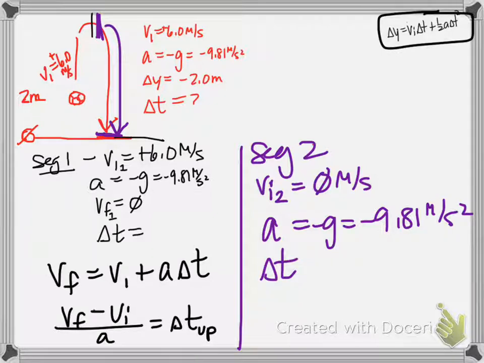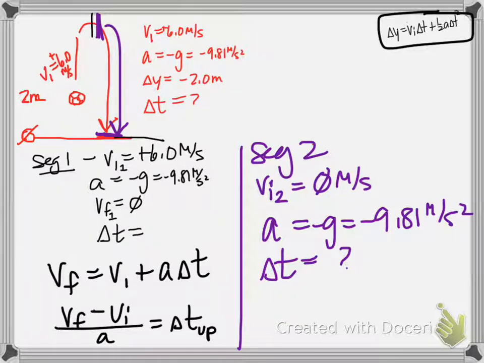We want delta t. Do we have enough information here? Nope. So we have to get one of two things. We have to get the distance that it's falling, or we have to get its final velocity. Its final velocity is dependent on the amount of time that it has to accelerate, and we don't know that. The distance that it falls, however, is dependent on its motion in segment 1. So we're going to go back to segment 1 and figure out how far up this thing goes.